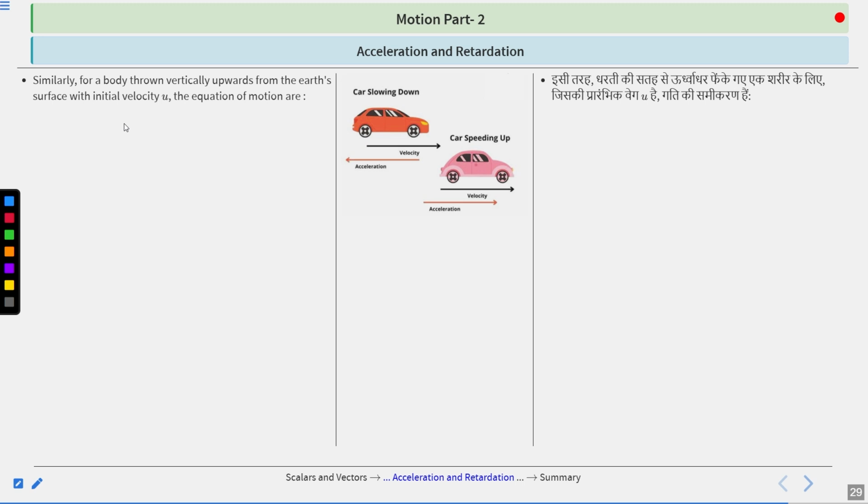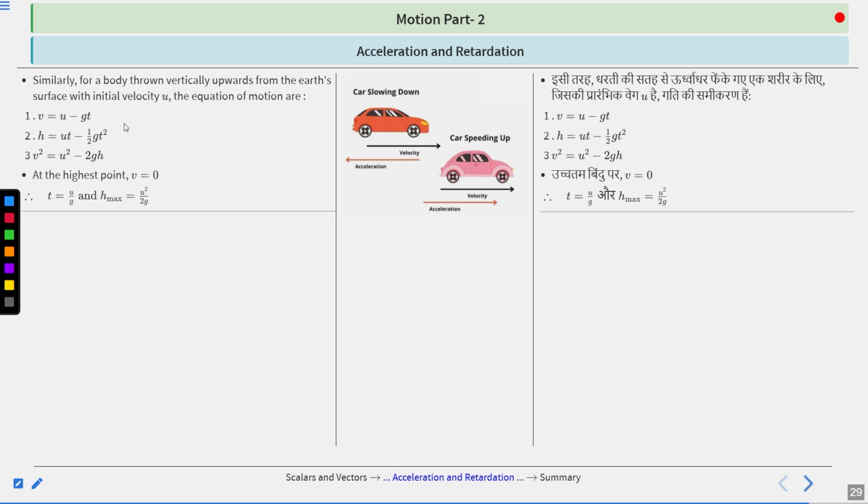Similarly, for a body thrown vertically upwards from the earth's surface with initial velocity u, the equations of motion are v is equal to u minus gt, h equal to ut minus 1 by 2 gt square, v square is equal to u square minus 2gh. At the highest point, v is equal to 0, t is equal to u by g, and h max is equal to u square by 2g.